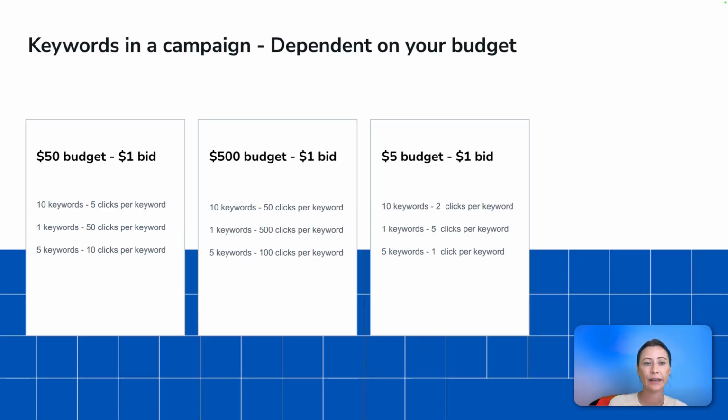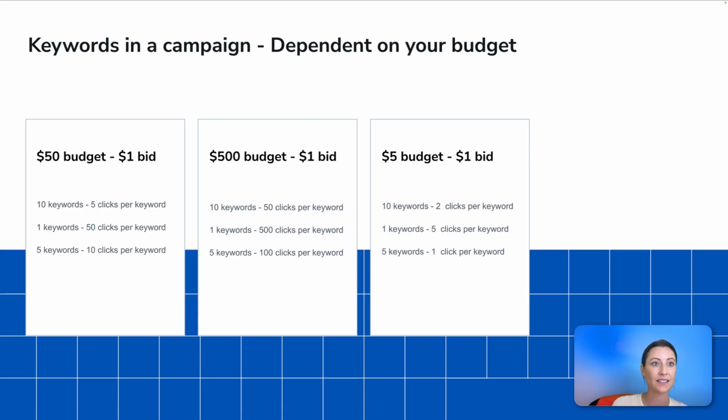So I put together a few quick examples to help people understand and visualize that. If you have a $50 a day budget and you're bidding $1 on all of your keywords and you put 10 keywords in a campaign, that means you're going to get around 5 clicks a day per keyword. If you have 1 keyword in that campaign, it's going to get 50 clicks. If you have 5 keywords, it's going to get 10 clicks.